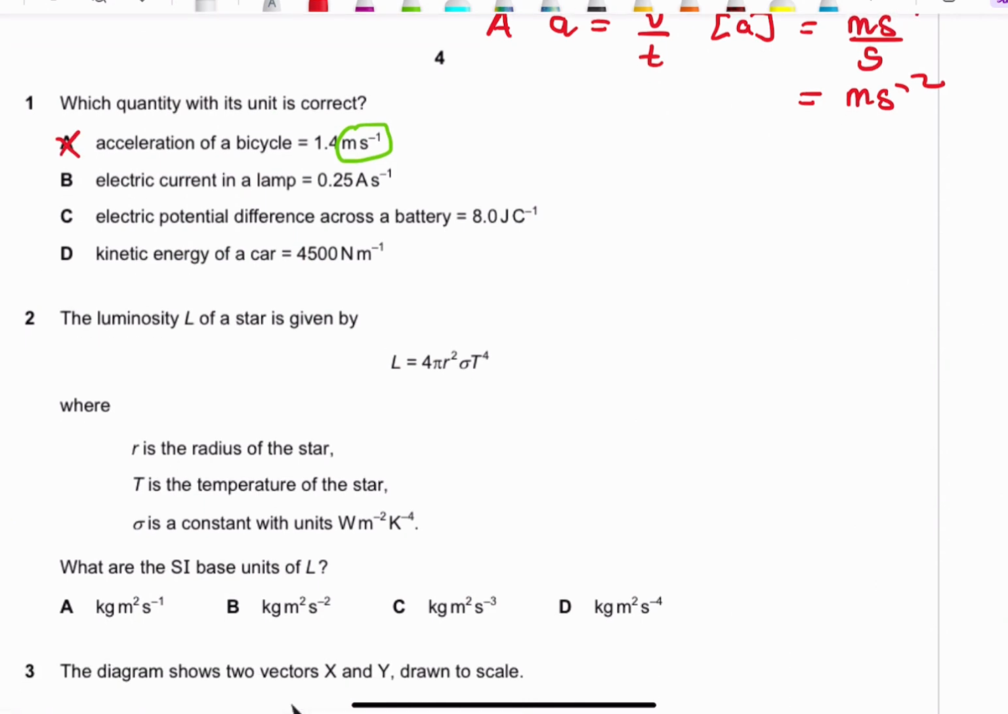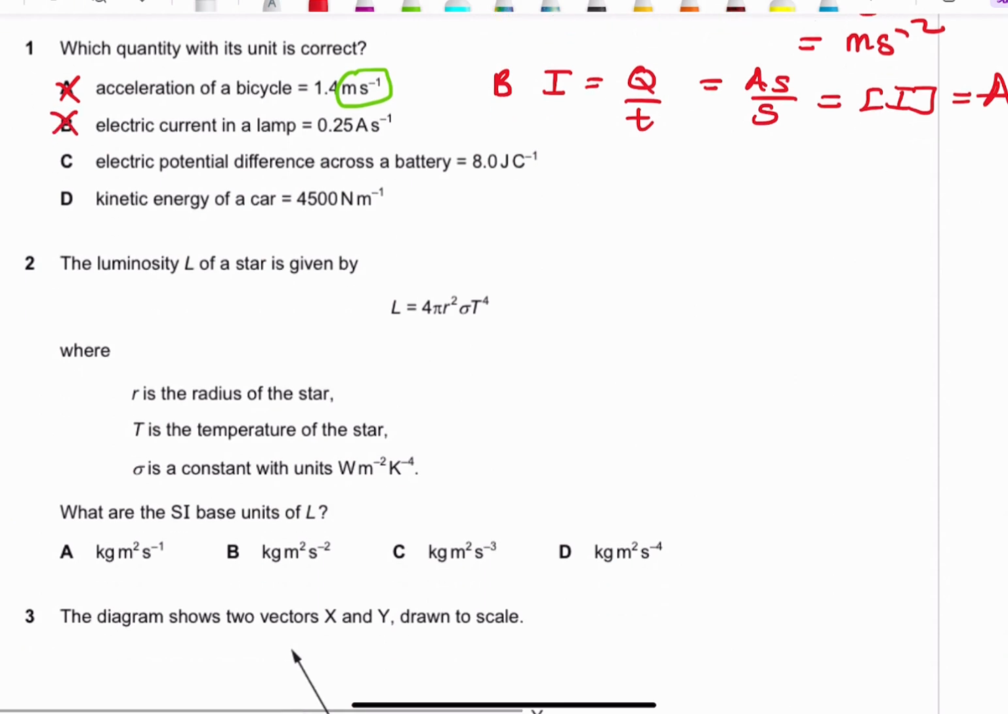Electric current in a lamp is amp per second, right? Basically current is the charge divided per unit time, the rate of flow of charge. Charge is measured in A s and time is measured in s. So the units of current would therefore be equivalent to A. But the units here are A per second, right? Which is not correct, which makes B wrong.